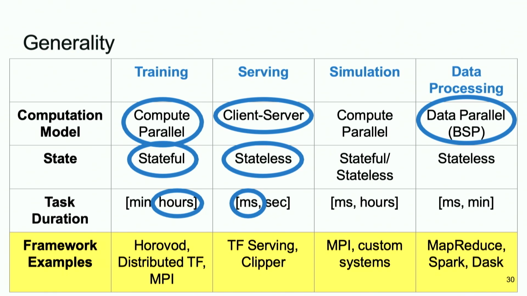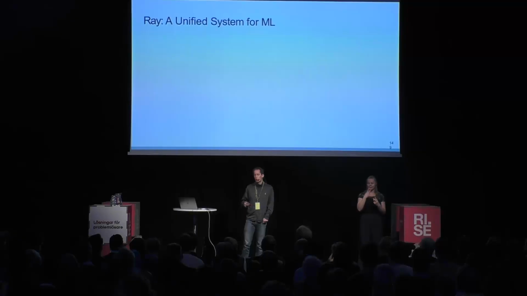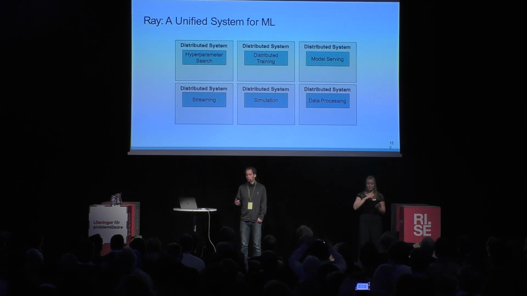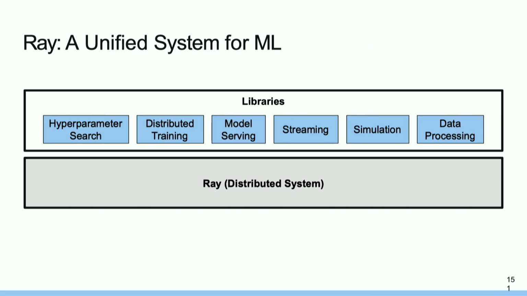Here are some examples for our systems that support this. So this is the problem, and we are providing a unified system that can support all these workloads. Instead of having separate distributed systems for each of them, we use one distributed system called Ray, and then we can build all of these workloads as libraries on top of that system.